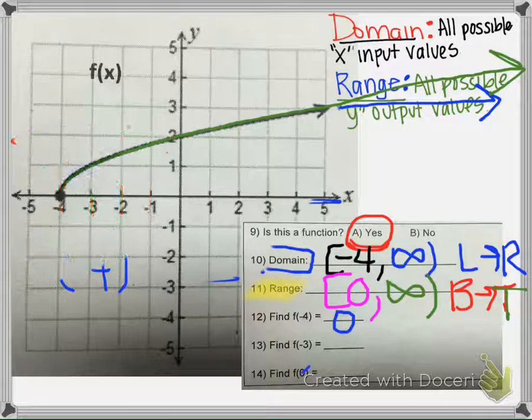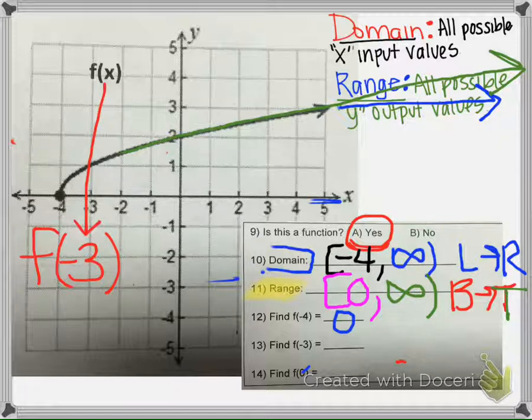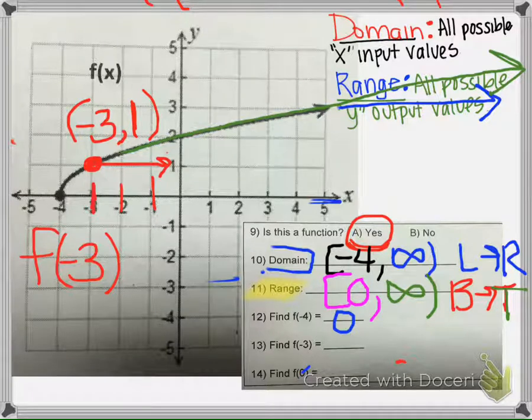Now let's do the next one. The next problem is to find f of -3. So that is saying when our x value is -3, 1, 2, 3, it's asking us what is the y value. So right here, when our ordered pair is -3 for the x, the y value is 1. So we would get 1.